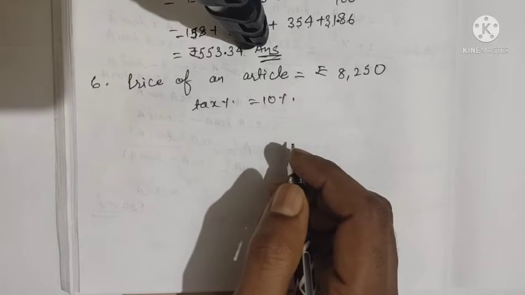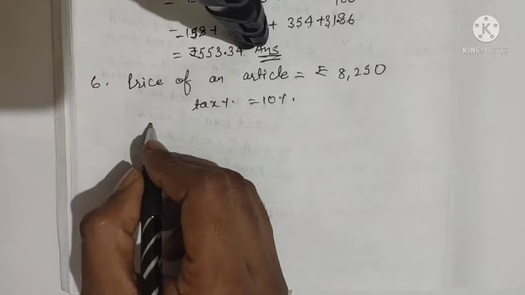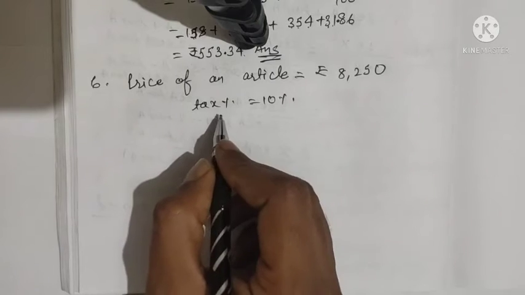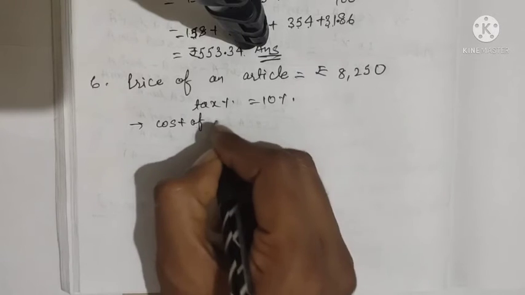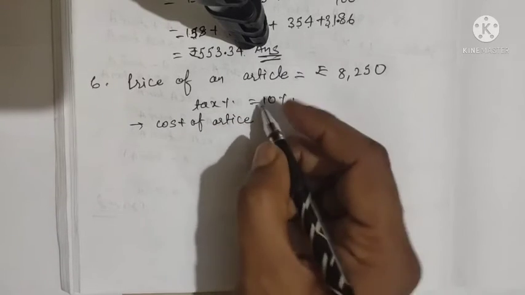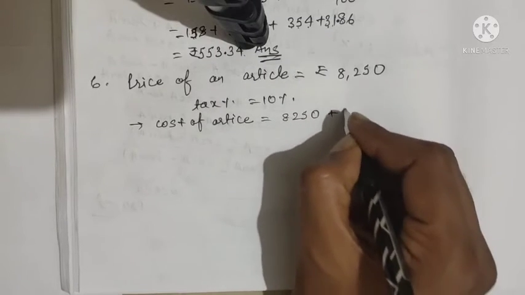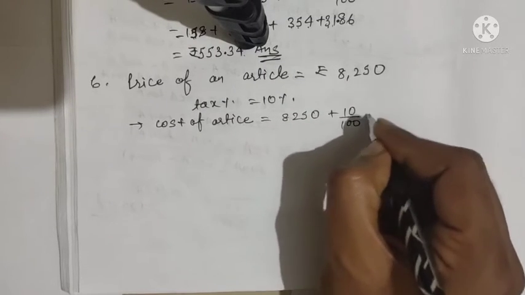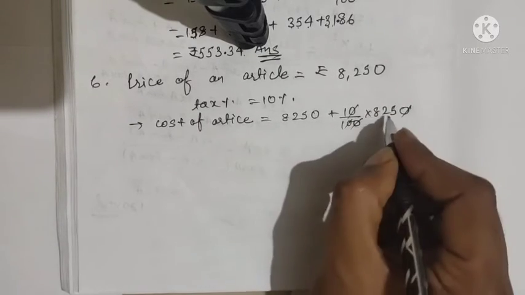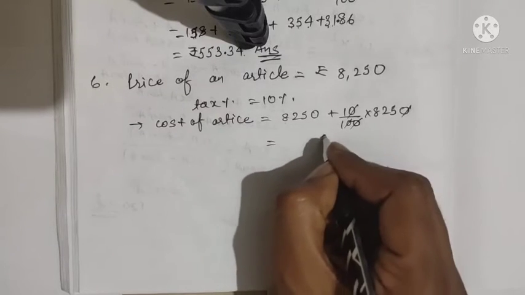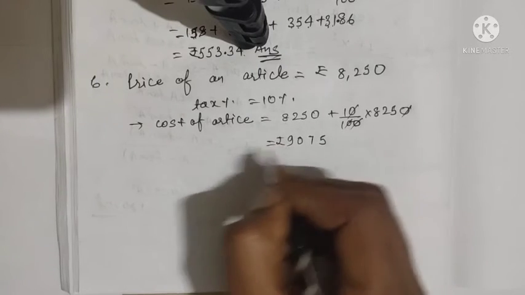Okay, so we have to find the cost of the article when 10% tax is applied. That implies the cost of the article when 10% tax is applied will be 8250 plus 10% of 8250, meaning 10 by 100 into 8250. It will be 8250 plus 825, meaning 5, 5, 2 plus 8 is 10, 8, 1, 9, hence it will be 9075.